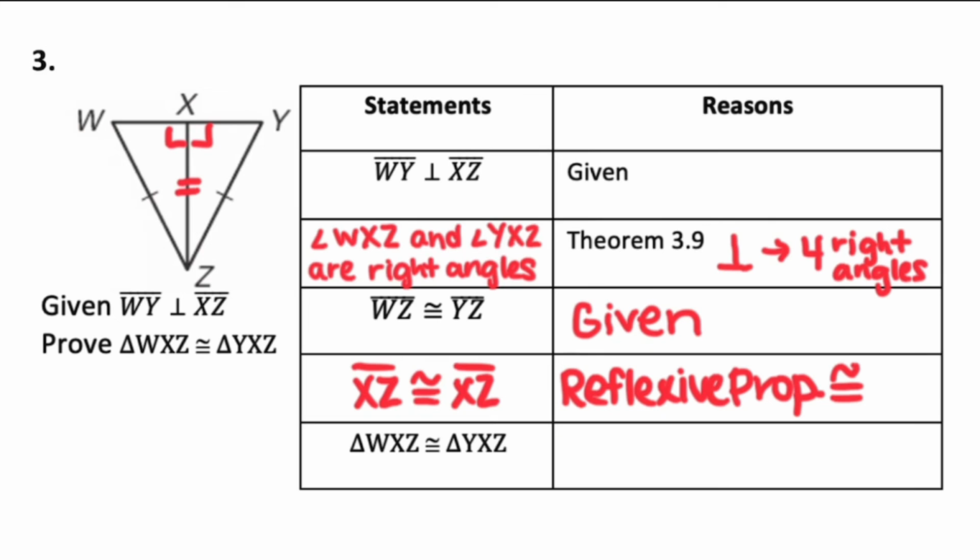What is going on here is one of our special ones where there's a right angle, and we were given that the hypotenuses were congruent, and we showed that we had a leg that was congruent on each triangle, so this was triangles congruent by the hypotenuse leg congruence theorem.